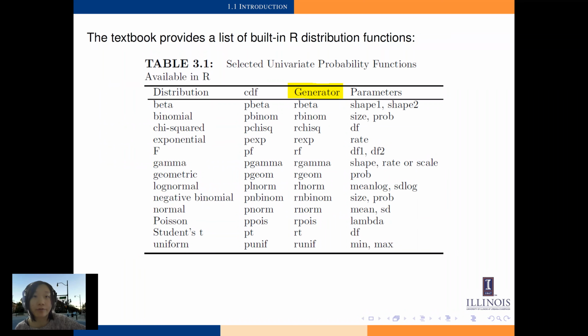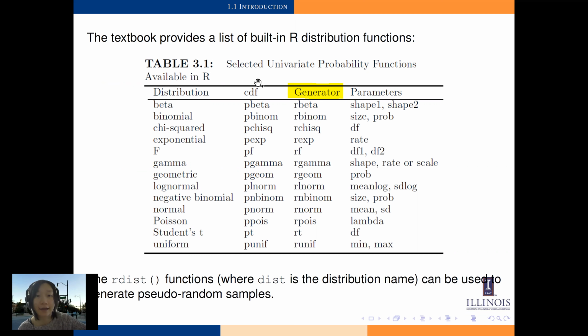The textbook, Table 3.1, contains a list of univariate probability distributions that are available in R. Here's the list of available distributions, and you can see that for each of these distributions, there's an rdist function, as highlighted in the generator column, which allows us to generate random samples from these given distributions. For example, rbeta can generate pseudo-random samples from the beta distribution. rbinom generates pseudo-random samples from the binomial distribution, etc.